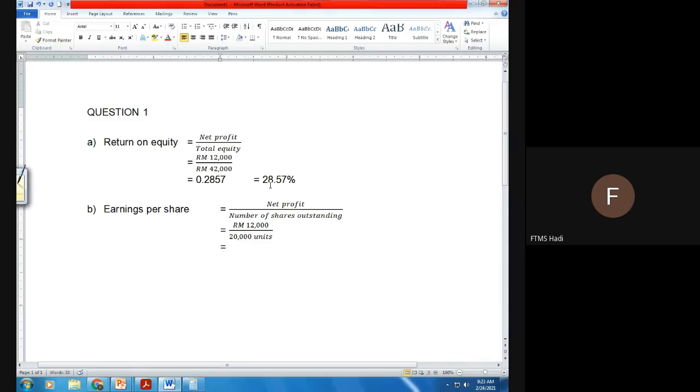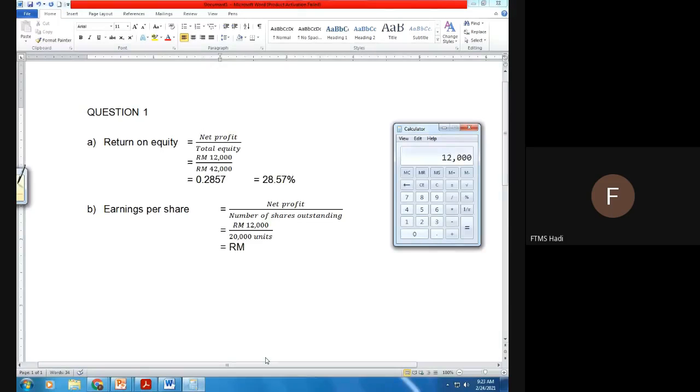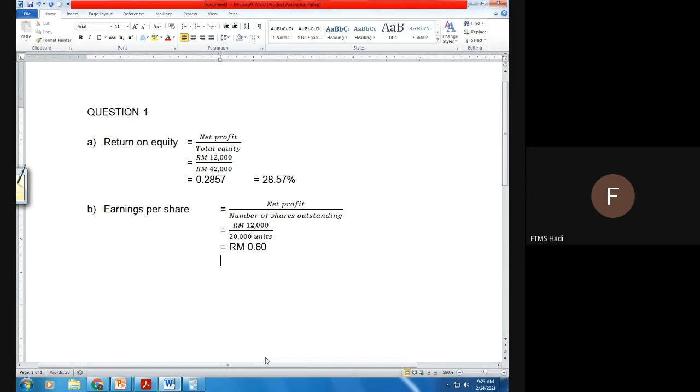Okay, so the answer, earnings per share, will be in RM. 12,000 divided by 20,000, which is 60 cents. So that is the answer for question B.